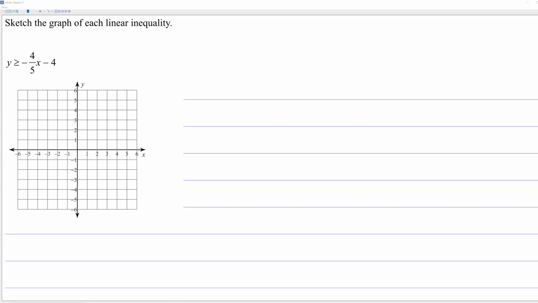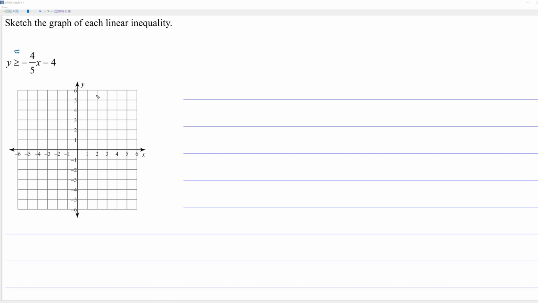This video is about graphing linear inequalities. So on the screen you see an example of what a linear inequality is. It looks almost like the equation of a line. In fact, instead of greater than or equal to, if you imagine that this said equal, the graph would be a line. And that's where we're going to start.